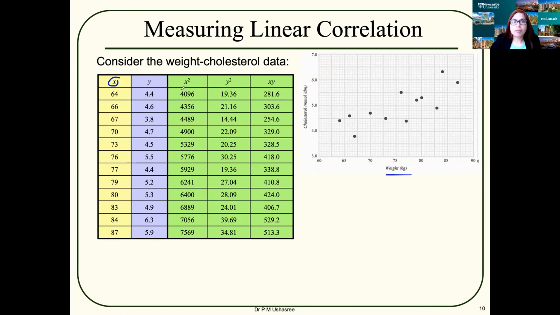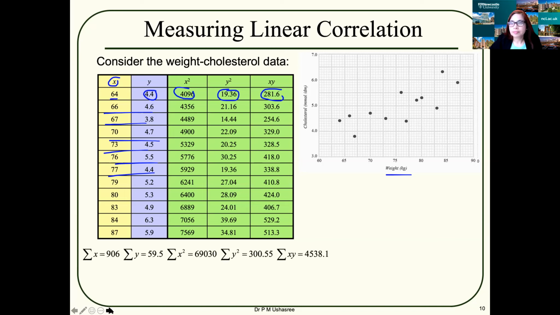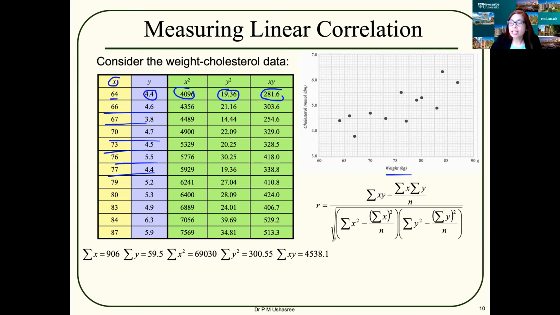I've just calculated the x square here. 64 times 64 is 4096. Similarly, y square is 4.4 times 4.4, and xy, that is 64 times 4.4. So you calculate for each data pair, each bivariate data, and then finally sum it up, find the sigma. And then substitute in the formula and calculate the R value. So why don't you give it a try and find the value of R?